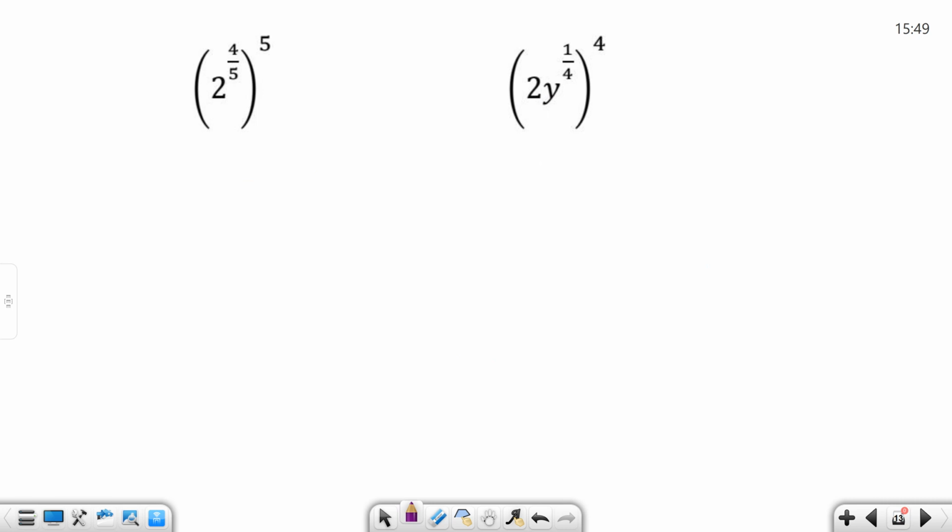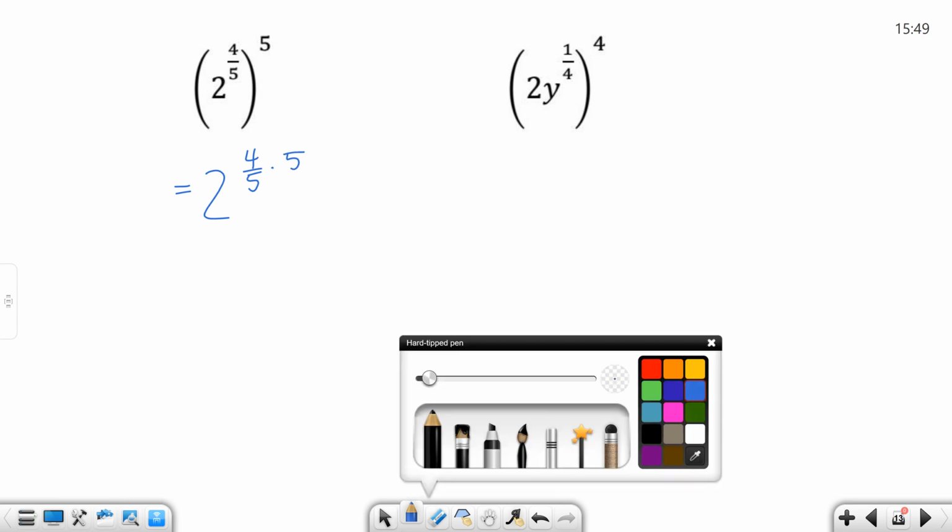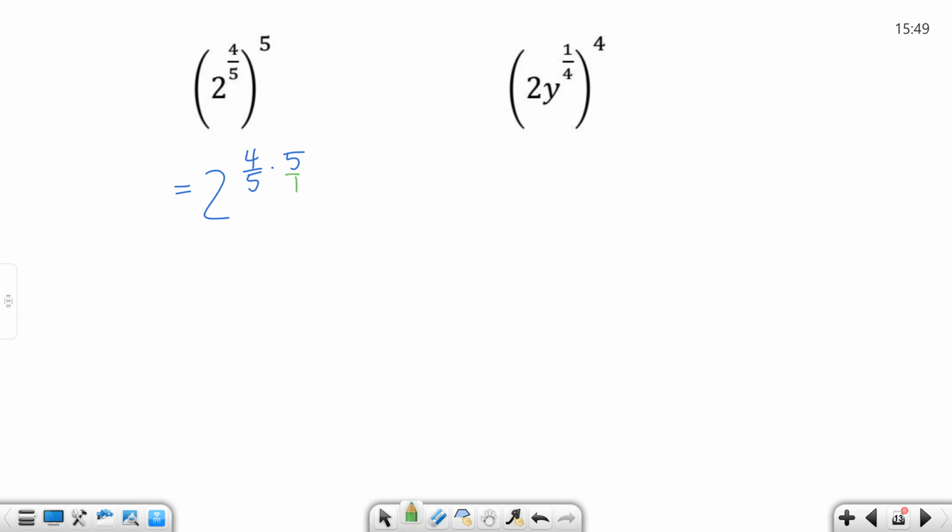So let's look at these here. 2 to the 4/5 power to the 5th power. Well, when you raise a power to a power, what is that rule? This is more properties of exponents, right? We multiply the powers. This is 2 to the 4/5 times 5. Well, I'm going to remind myself that 5 is really over what? 1. These 5s divide out, and I'm left with 2 to the 4th power, right? And 2 to the 4th power is 16. Okay? So the big idea here is a power to a power means multiply the exponents.